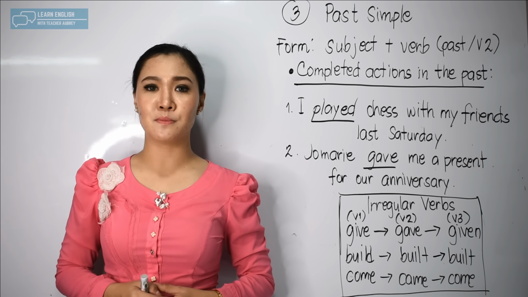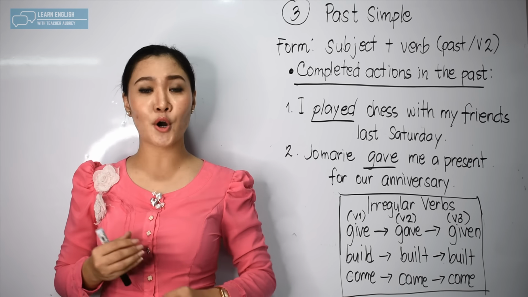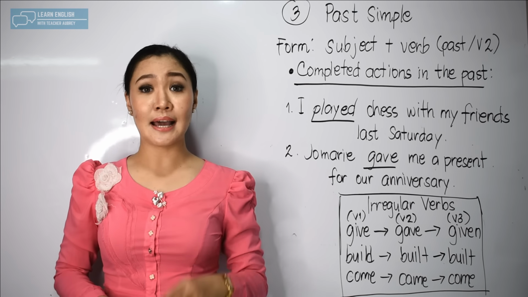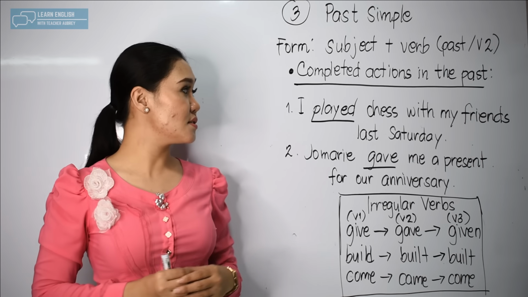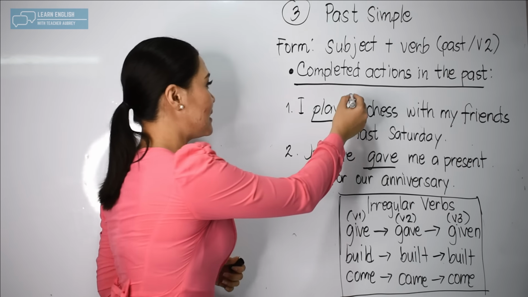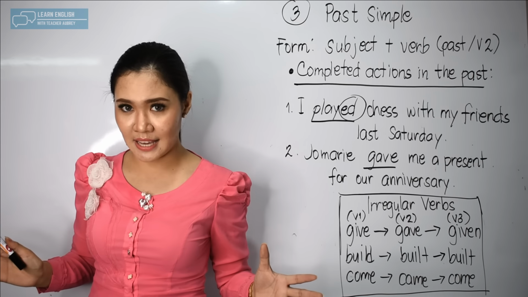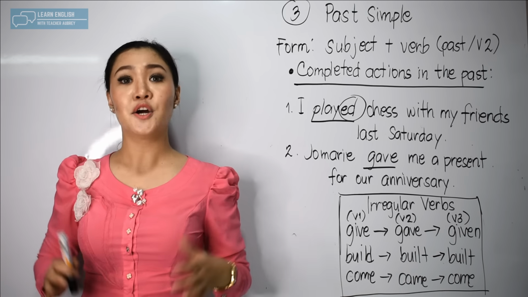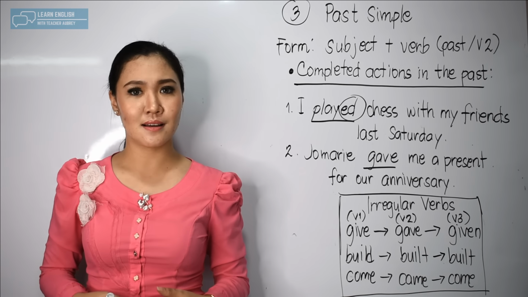Karamihan sa ating mga verbs, para maging past tense or nasa format ng past, okay? Ang karaniwang ginagawa lang ay nagdadagdag tayo ng D or ED, such as this verb play. Nagdagdag tayo dito ng ED, kaya naging played. Karamihan ng verbs ay ganyan. Ang mga verbs na dinadagdagan lang natin ng D or ED ay tinatawag nating regular verbs, such as play, dance.